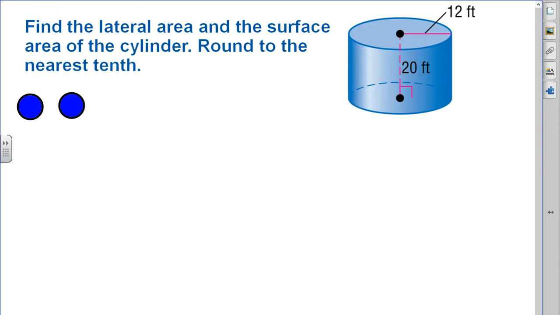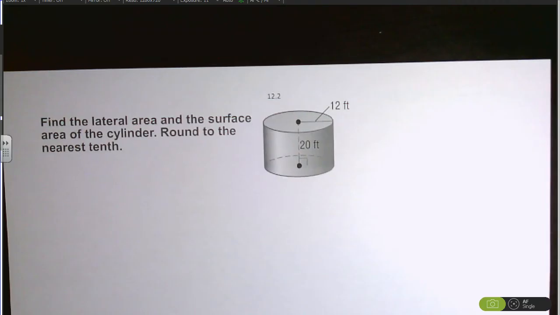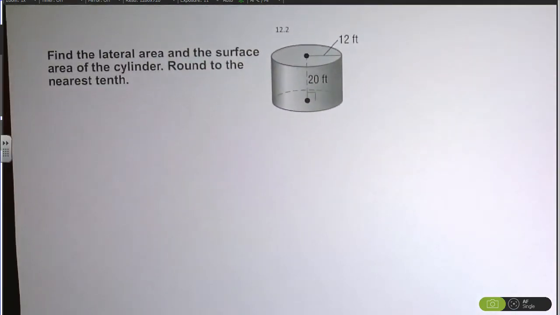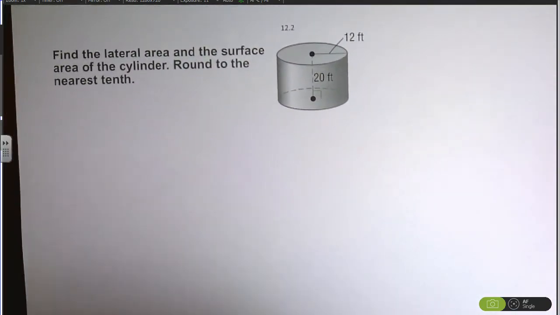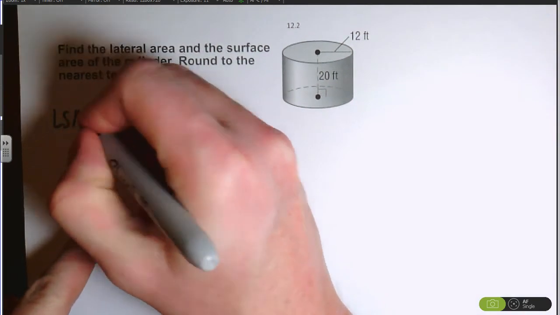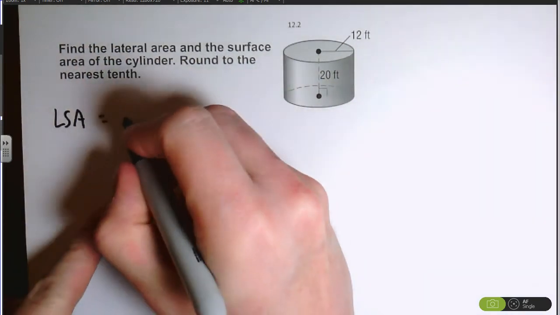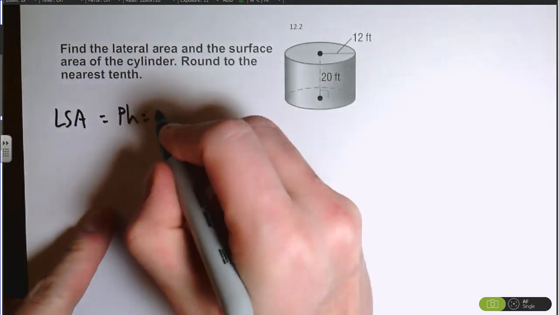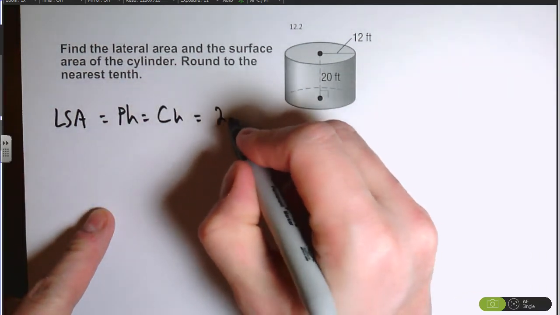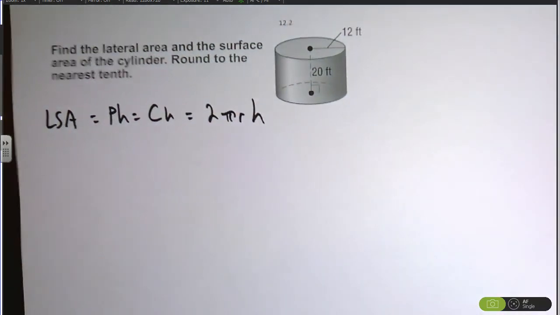Okay, last one. Lateral surface area and total surface area of the cylinder. Okay, so this is the one we'll do lateral and total. All right, so the lateral surface area, which I call LSA, is just perimeter of the base times the height, which in this case is circumference times height, which in this case is 2 pi r h.